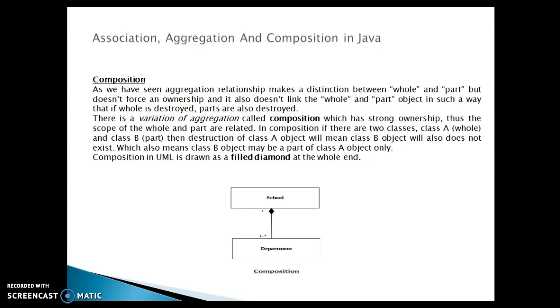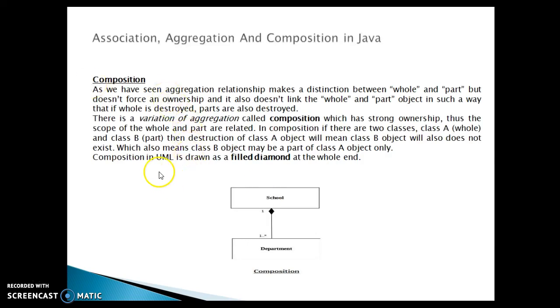In composition, if there are two classes, class A that is considered as a whole and class B that you can consider as a part, then destruction of a class A object will mean the class B object will also not exist. Which also means a class B object may be a part of a class A object only, right? So once you destroy class A and class B is composed inside class A, class B also gets destroyed. So this is a tight association, and aggregation is a loose association, you can consider it like this.